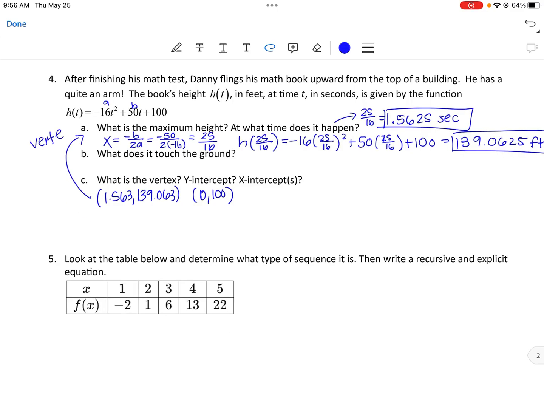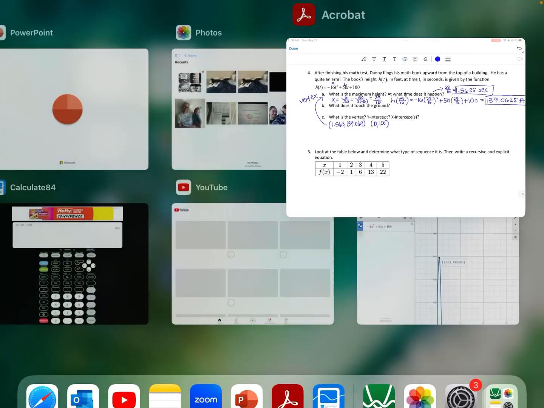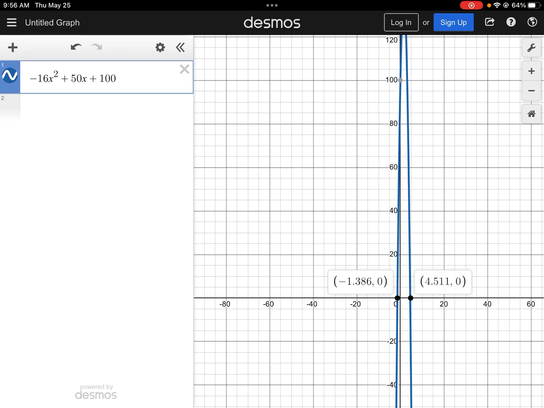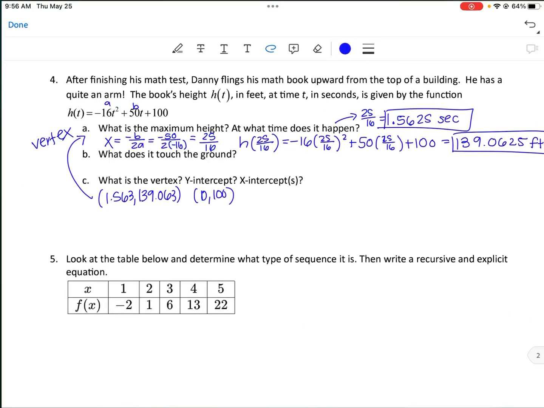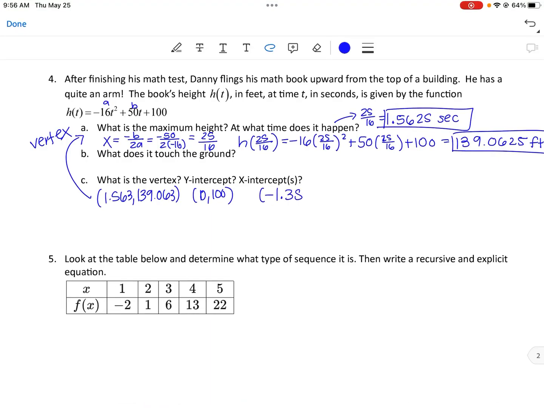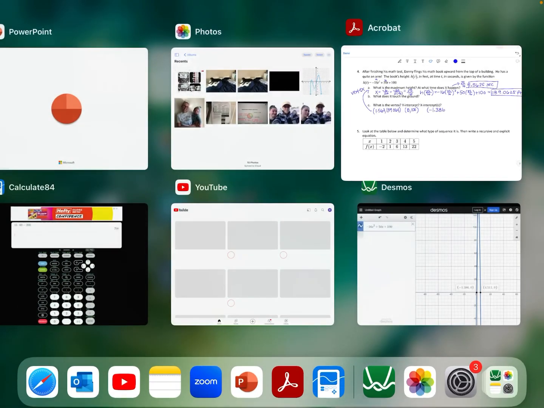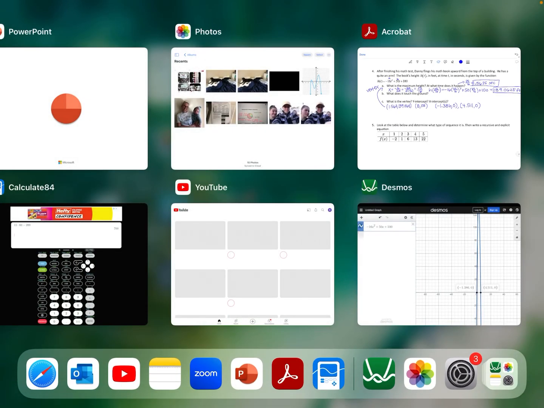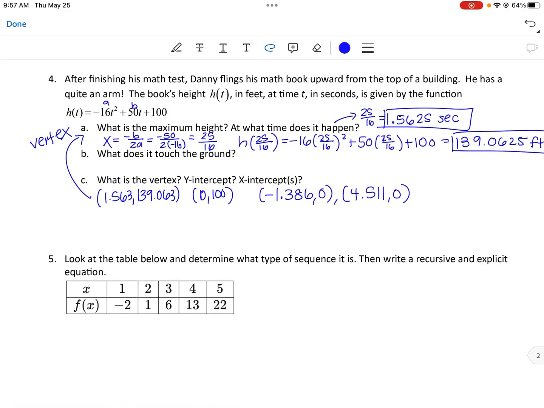They were asking basically what the vertex is, and then the x-intercepts. We technically have two of them, although I'll talk in a minute about why we really only care about one of them. So let me label both of those. Negative 1.386, I believe it was, yep, comma 0. And then also (4.511, 0). Okay, perfect.